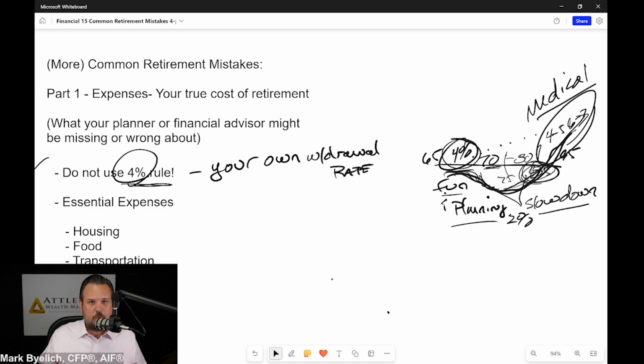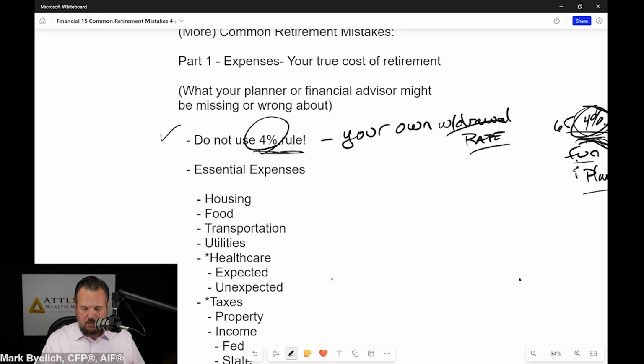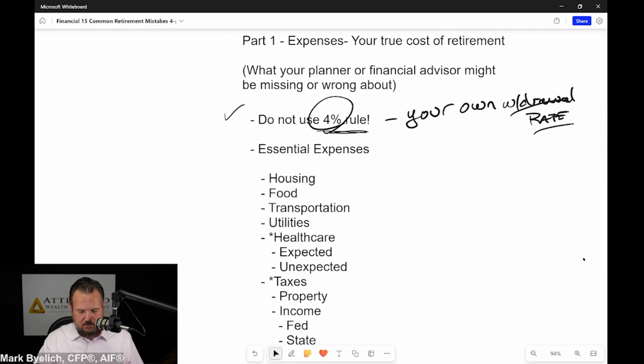So don't use the 4% rule. Use your own rule. Figure out your own withdrawal rate, and you have to develop that. And that's what you work with, and you should review it every single year and update it.